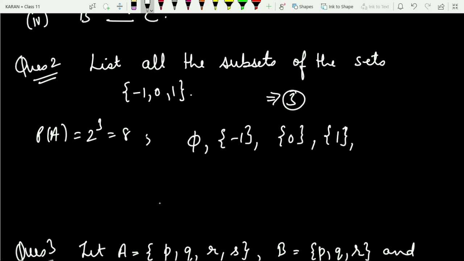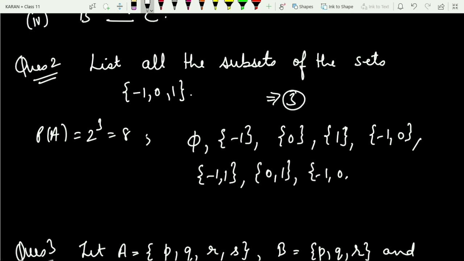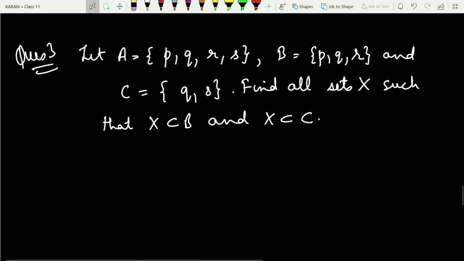Then take the doublets, that is {-1, 0}. The next will be {-1, 1}. The next can be {0, 1}, and the last will be {-1, 0, 1}, that is the set itself. And you can easily verify, or you can easily count, they are 8 in number. Moving on to the third problem.